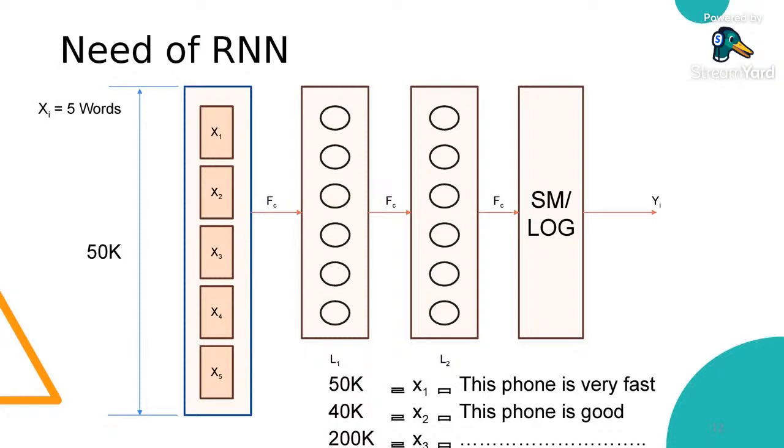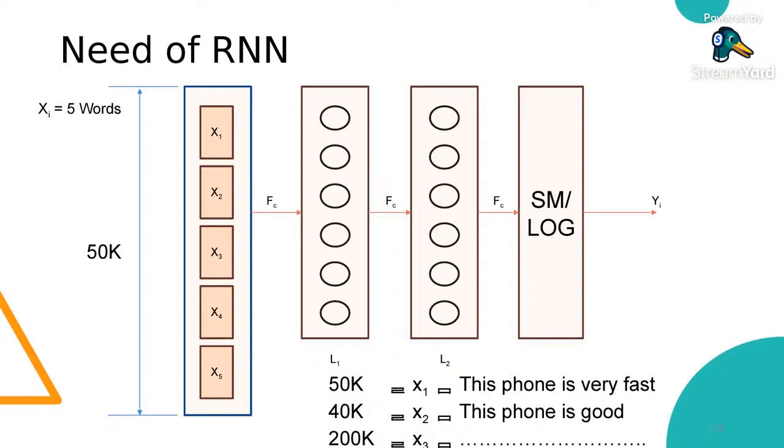Here is an example. Let's say you have a 5-word sentence: "this phone is very fast." Now your vocabulary has 10k words, which is 10,000 words. So each word is represented by a 10k vector. If you have 5 words, then it would be a total of 50k that will act as your input. Here we are talking about the multi-layer perceptron approach. Why can't we model it with a simple MLP?